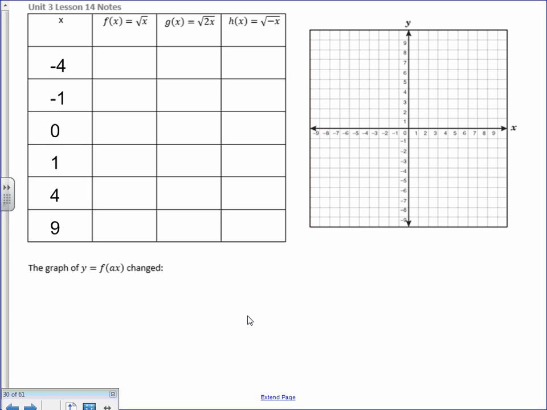So right now, go ahead and pause and try to fill in the row here for f of x in the table, or the column here for f of x. Fill that in, and when you come back, I'll have the answers and we'll go through them.